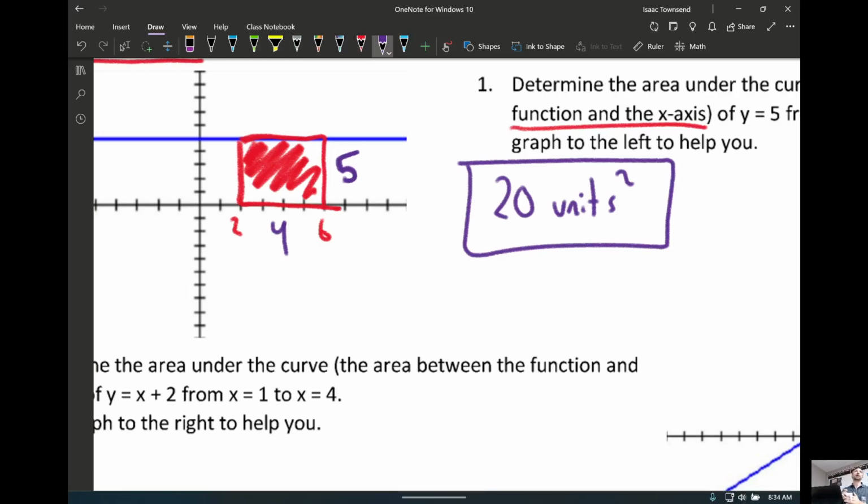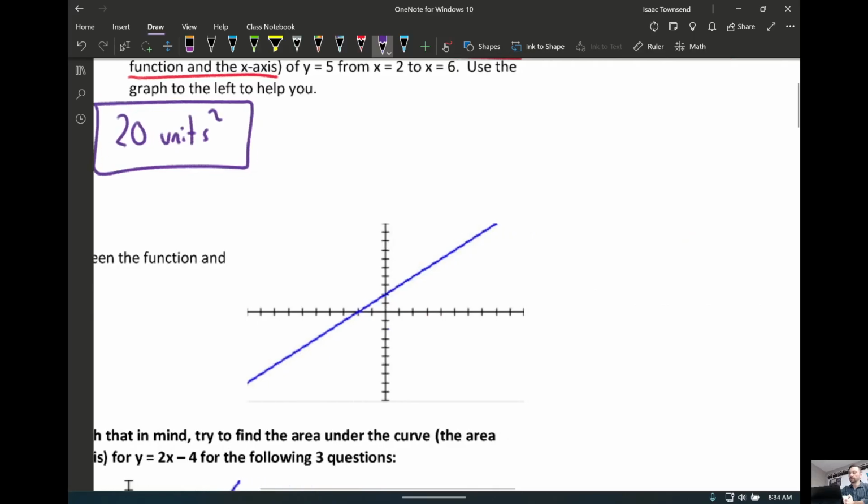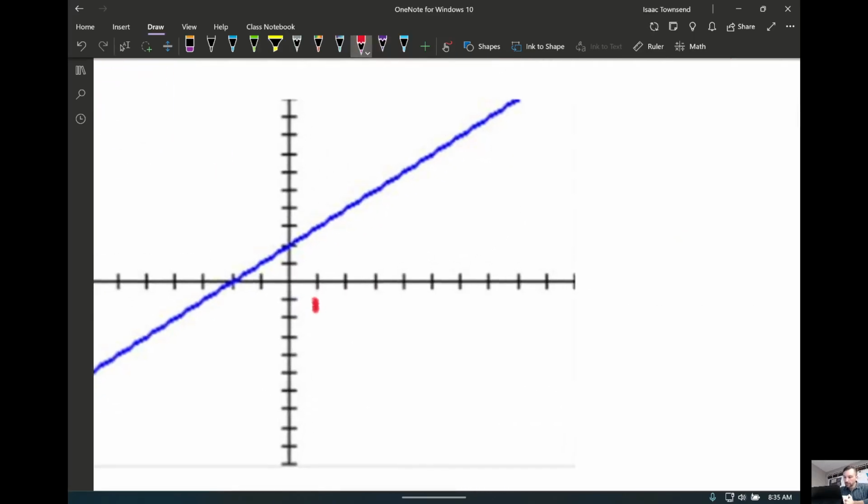When we talk about area under a curve, we're talking about the area trapped between the function and the x-axis. The first few questions have that typed out, but then it's just kind of implied. Okay, doing the same thing with y equals x plus 2 from x equals 1 to 4. I would be interested in this area. So how could we figure out that area? Splitting it into a rectangle and triangle. Okay, so you could do a trapezoid.